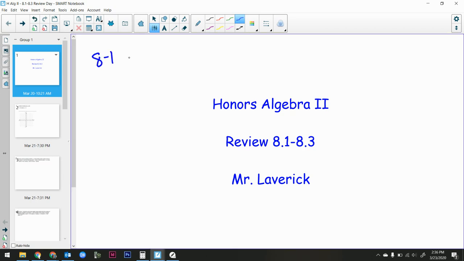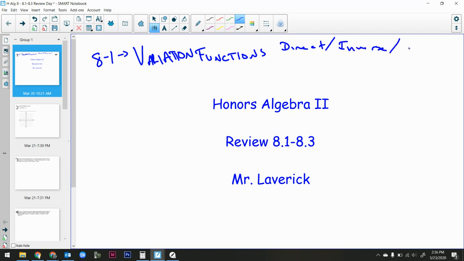Remember, section 8.1 was all about, what was that about? That was variation functions, right? Variation functions, right? And remember, we had direct, inverse, joint, and combined. That says combined, if you were wondering.